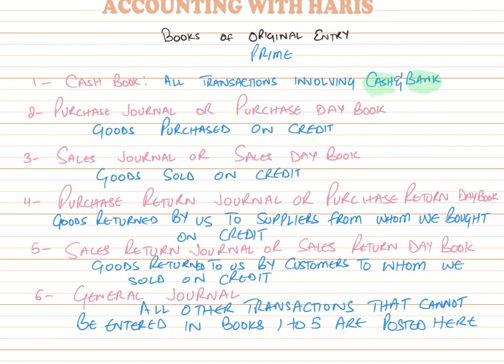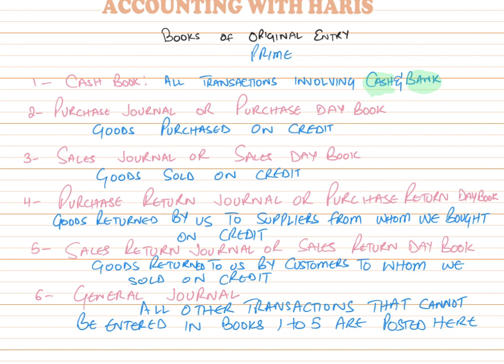And also it should be goods, because we can also buy an asset on credit, like we bought machinery on credit. So you should remember, if we purchase goods, only goods, and on a credit basis, then only would we record in the purchase journal. Second is the sales journal.